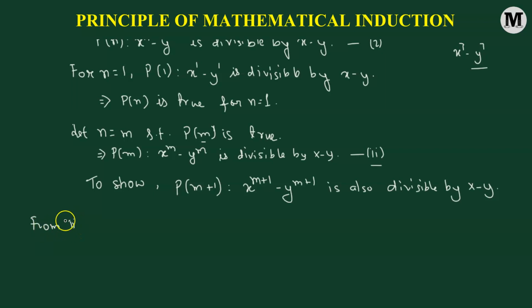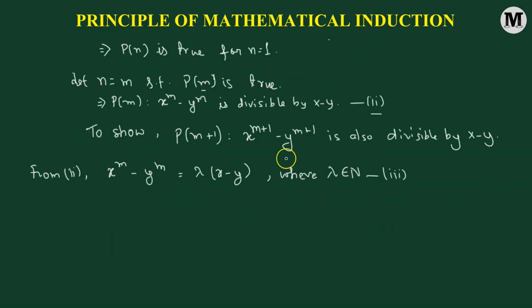From statement number 2, we have already assumed that x raised to the power of m minus y raised to the power of m is divisible by x minus y. So this expression can also be expressed as lambda times x minus y. This simply means that it's divisible by x minus y, where lambda is some constant, and this constant belongs to the set of natural numbers. Fine. So let's label this as number 3. We're going to take the help of 3 now.